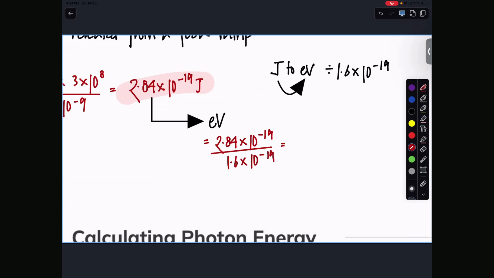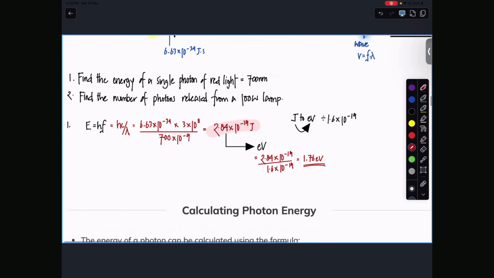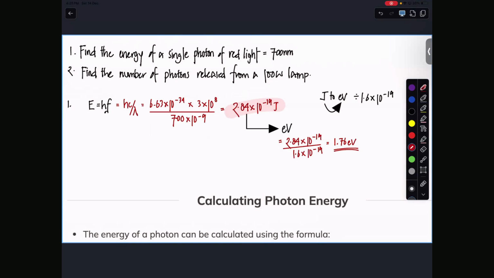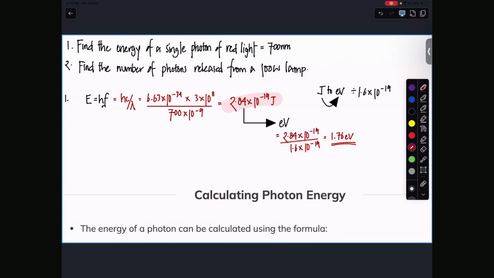1.77. 1.775. Okay, so 1.76 eV. Why do we do this? Isn't 1.76 much easier to work with? Because we have to compare at many points. And when I'm comparing 2.84 into 10 to the power minus 19, writing so much every time is tedious.